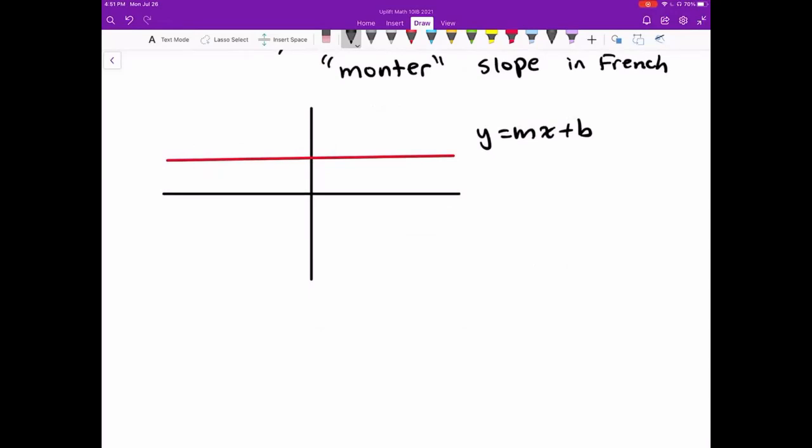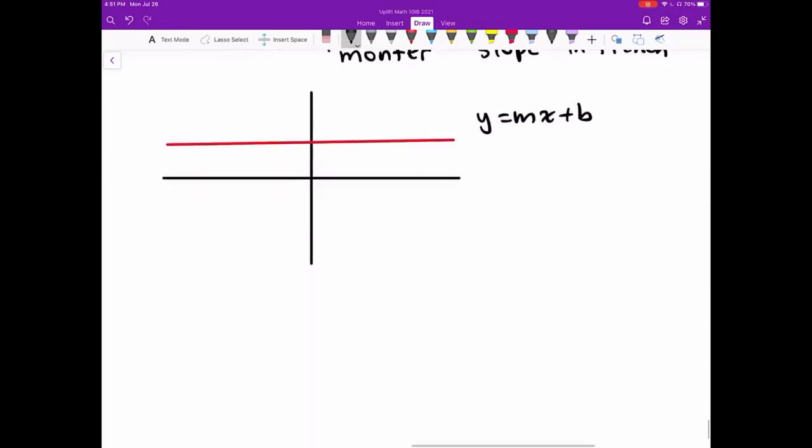Okay, so if we have a horizontal line, we know that the slope is 0. So we can simplify it down to y equals 0x plus b, which is just y equals b. And b is just the y-intercept, and a horizontal line will always have a y-intercept. So for this line, we could have a y-intercept of 2, 0.